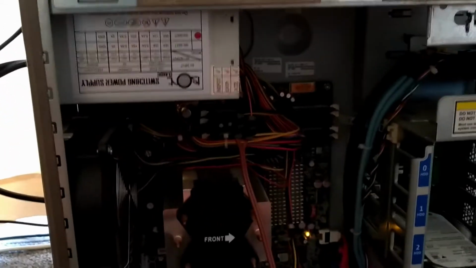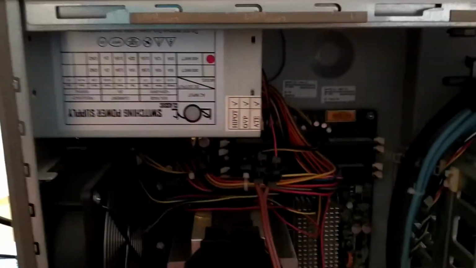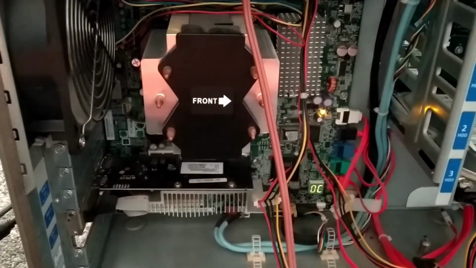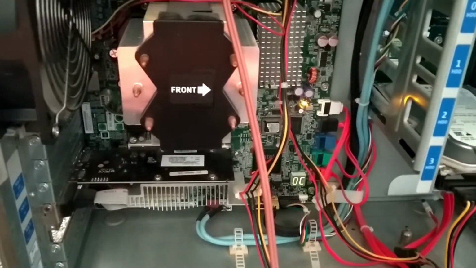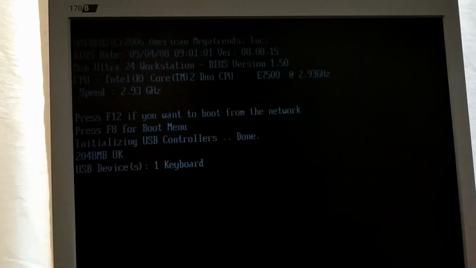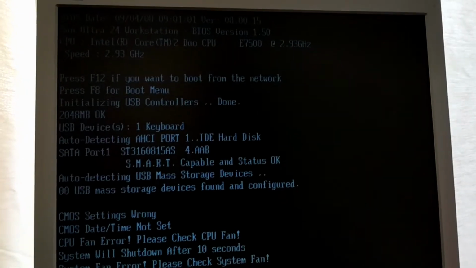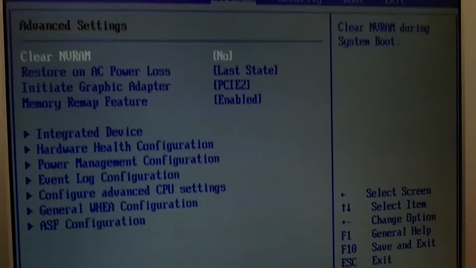Very, very loud fans. I was hoping it would die down after a bit, but that was not the case. So it is alive. We do have a dual core with 2 gigs of RAM and plenty of errors, including fan errors. So the first thing I'm going to do is clear the NVRAM.